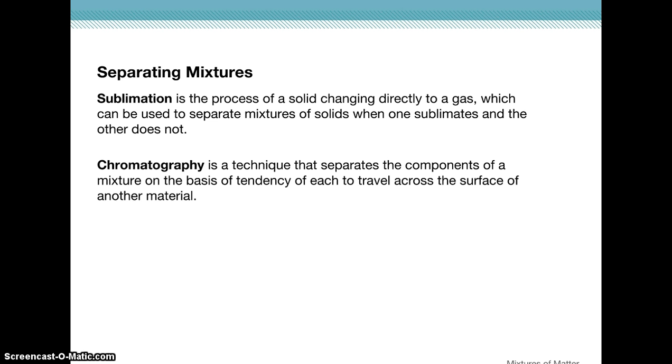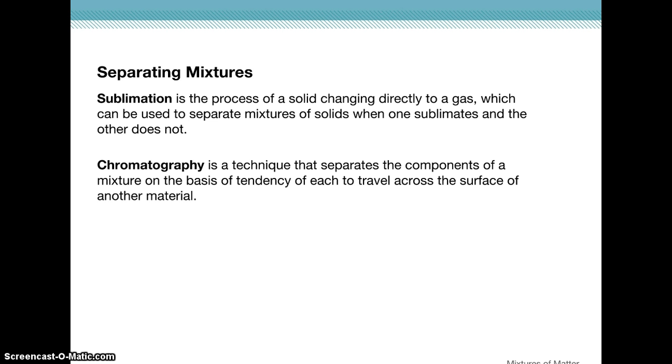Sublimation is a process of solid changing directly to gas. So think of dry ice. That's what dry ice does. It goes directly from solid to gas without going through the liquid phase. That's called sublimation. So if you have a mixture of solids and one sublimates and the other doesn't, you could separate them.